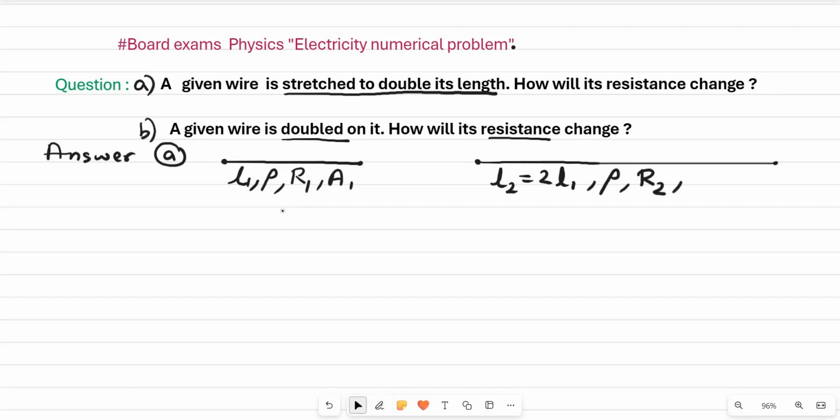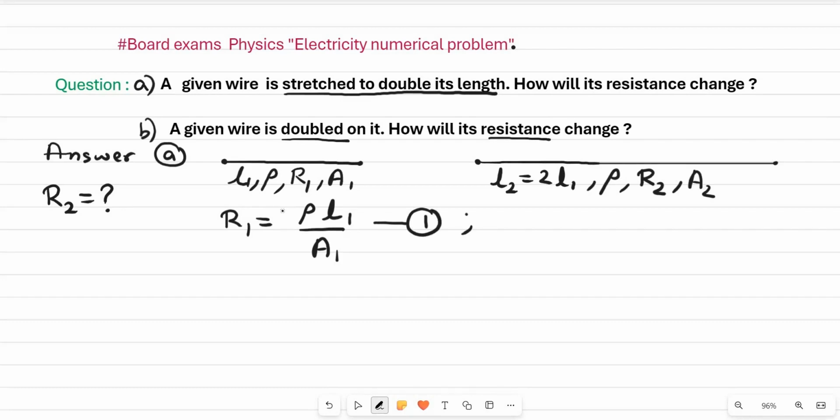If the wire is just stretched and its length is doubled, the wire thickness reduces. Length doubles means thickness reduces, so area also changes. So the new area is A2. We are supposed to find the new resistance R2. What happens to R2? So what we do is we write two equations of resistance. We know that R is equal to rho L by A. So in the first case, when the length of the wire was L1 and the wire had some area of cross section A1, the wire had some resistance R1. So this is our first equation.